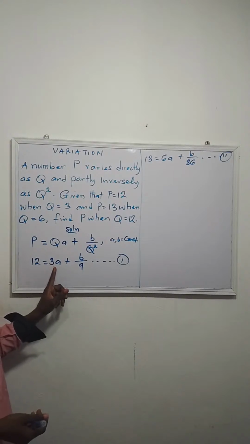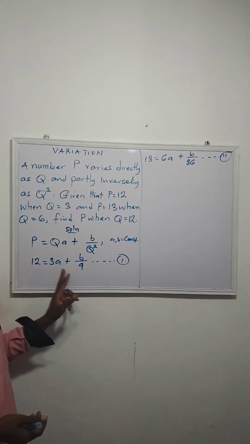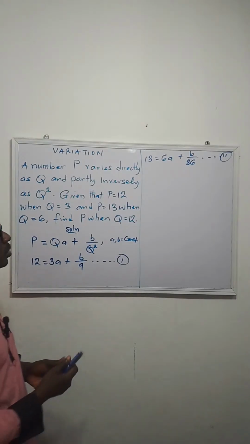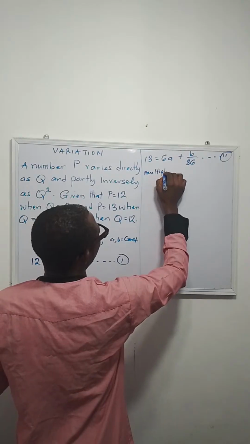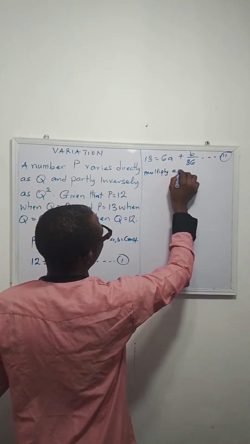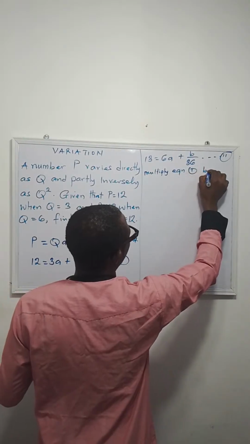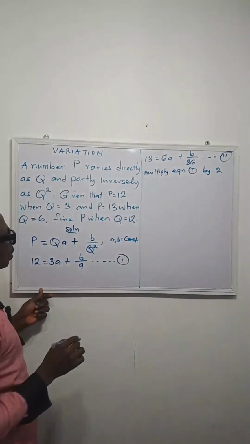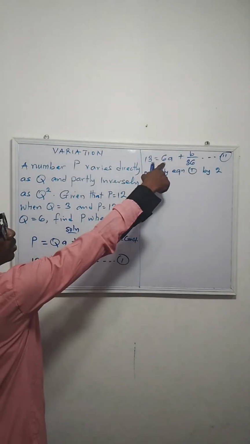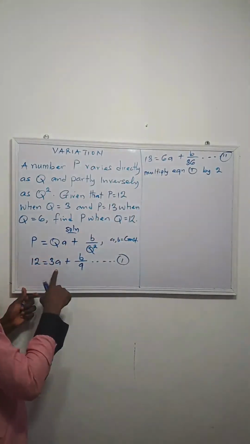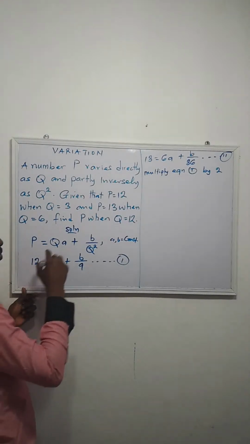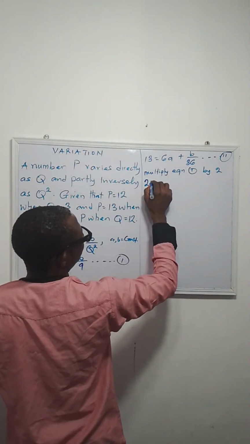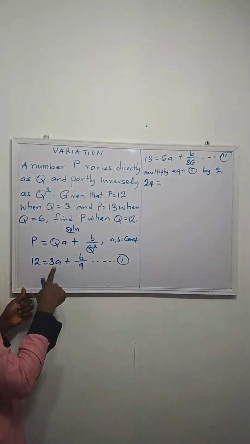So if I want to eliminate a, I will multiply this by 2. Let me multiply equation 1 by 2. Now let's do that so that we have 6. We are multiplying because we have 6 here, so we want this 3 to turn to 6. So let's multiply this by 2. What do we have? We have 24 equals to, multiply this by 2.